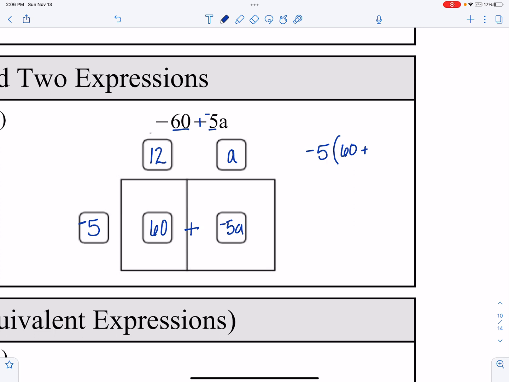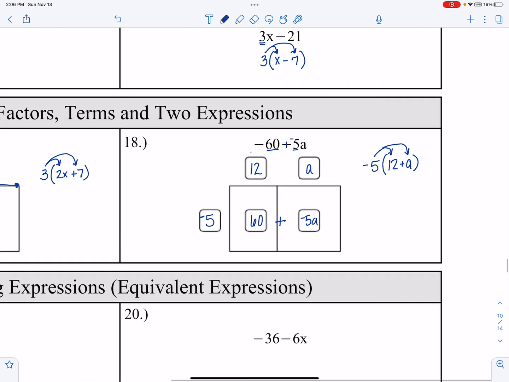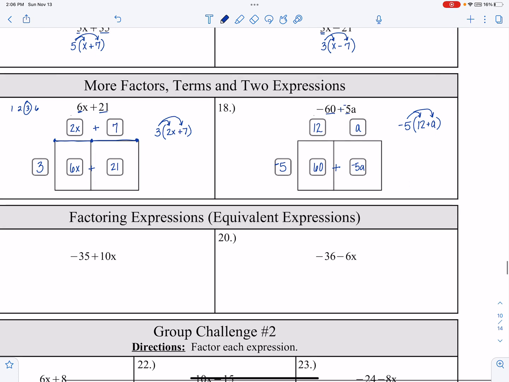Oops, I need to write my just a. Yikes. Slow down. There we go. My 12 plus a. So watch what happens now. When we distribute this, I do get my negative 60 plus negative 5a, and that was my original. So I know that what I did was accurate. I always recommend you double checking by distributing the final answer.